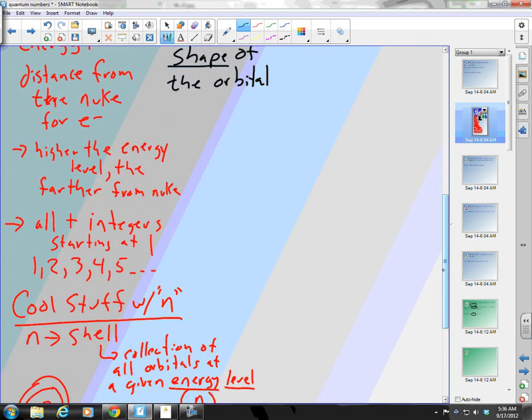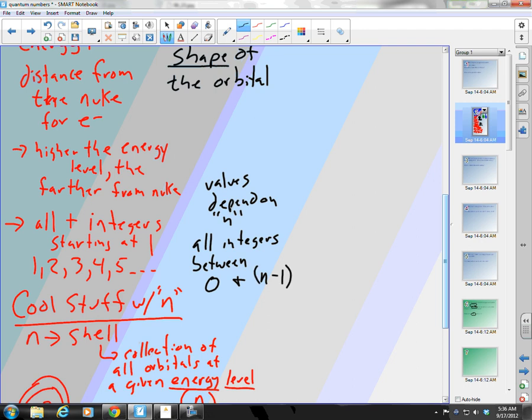Now, what are its values? Well, the values depend on n. And what are those values? It's all integers between 0 and n minus 1. So all positive integers between 0 and n minus 1. It always begins with 0, and then we go from 0.